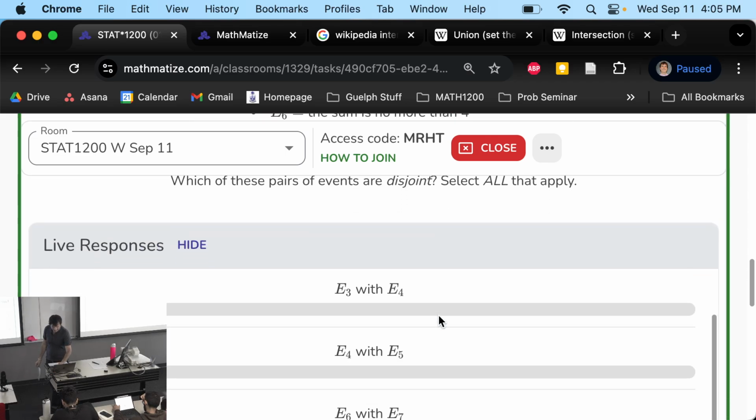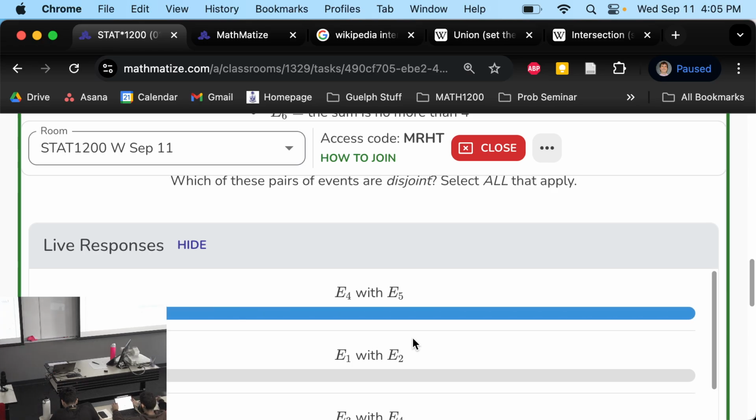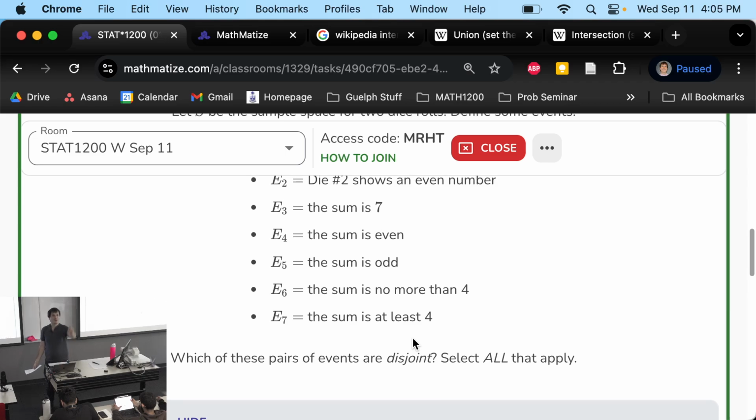And there's like 4 options. And remember, I'm giving you 2 sets at a time. I wrote "with" to make it clear that I mean, are these 2 together? Are they disjoint or not? There was a question at the back?